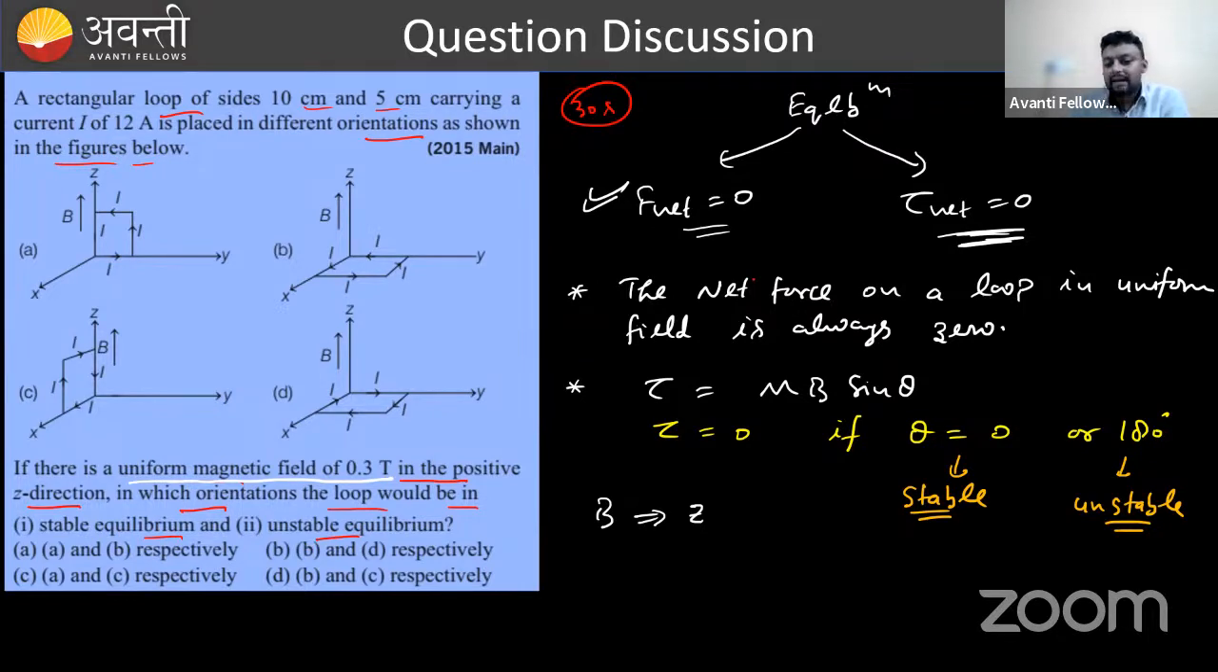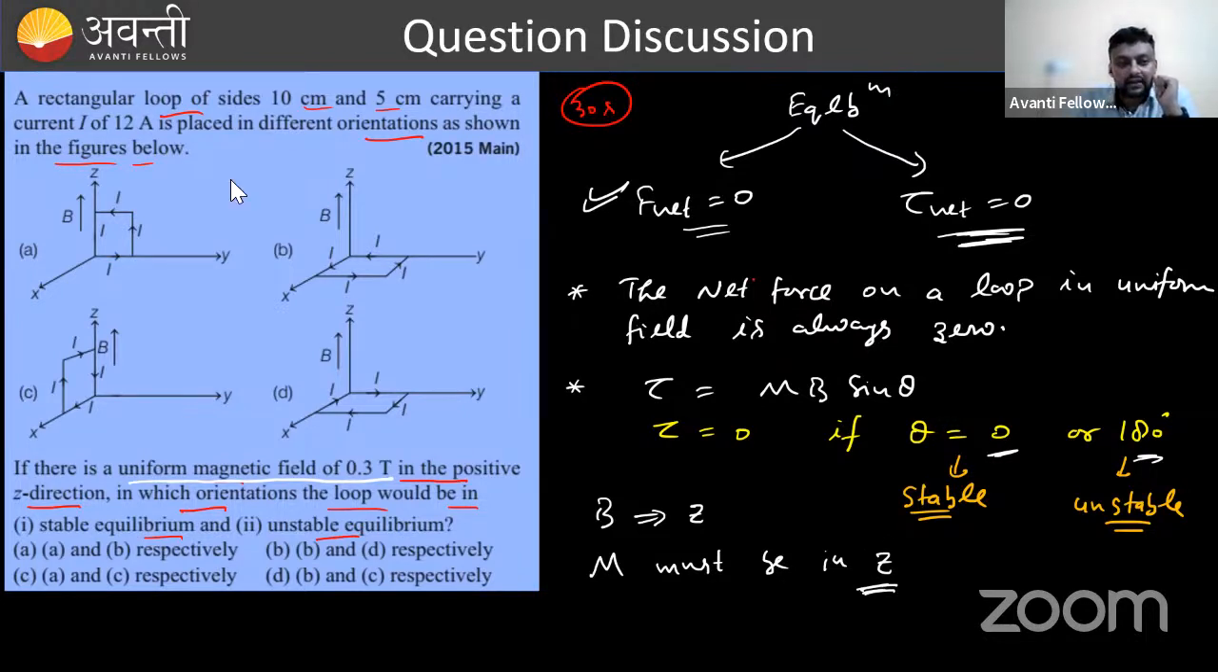We will discuss it. Magnetic field is in the Z direction. So, in which direction should the magnetic moment be for the angle to be 0 or 180? Everybody will say the magnetic moment must be in the Z direction, either in positive Z or in negative Z. M must be in Z direction, and magnetic moment is always perpendicular to the loop.